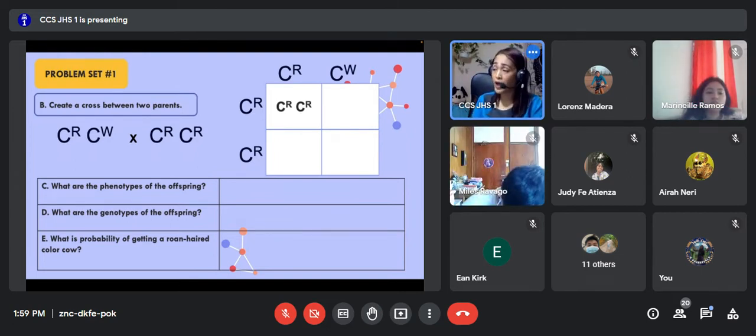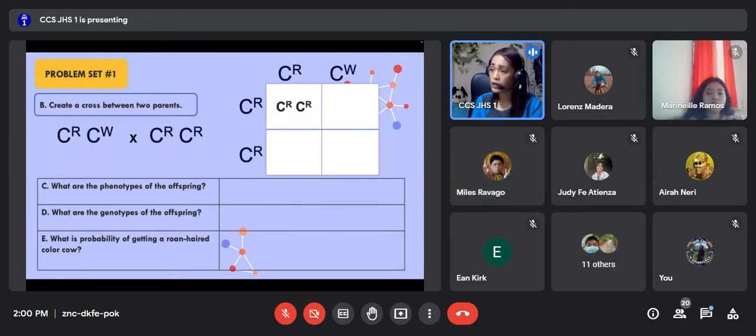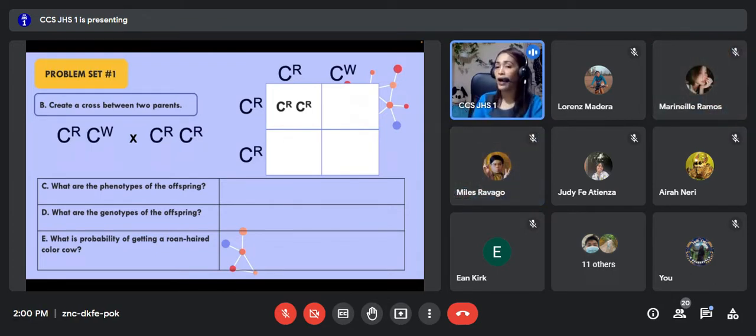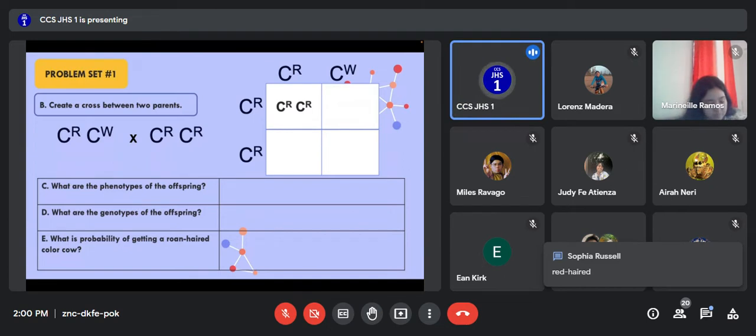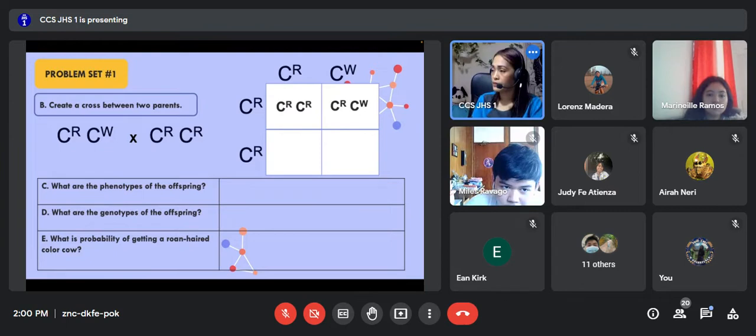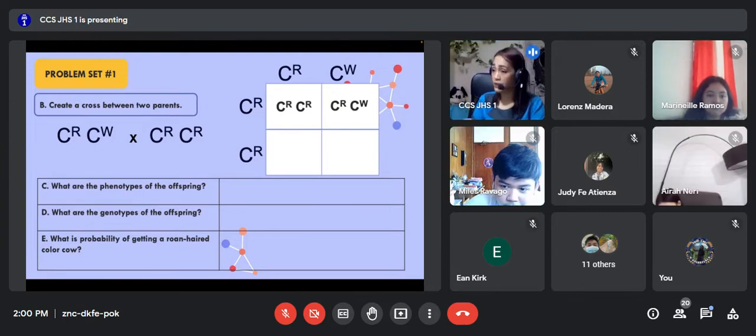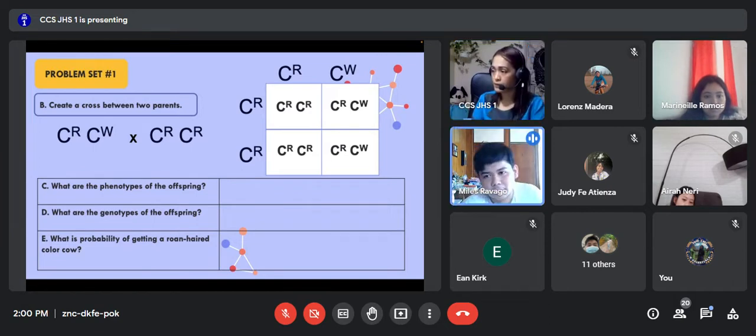CRCR. Is this a red-haired, white-haired, or roan-haired cow? Red. Homozygous red, or in general, red-haired. Okay, how about the second quadrant? Roan, meaning it is red and white. Okay, how about the third quadrant? Red. Pure red, or red-haired, or homozygous red, depending on how you describe it. And then lastly, roan.